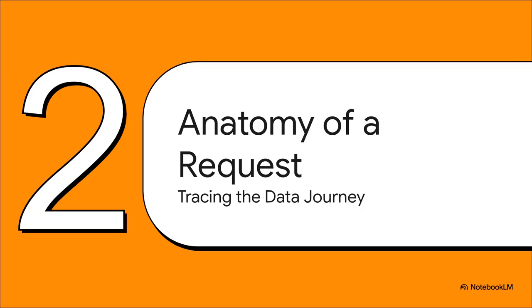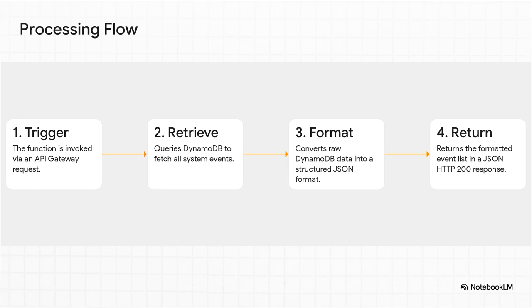All right, so we get why it exists. Now let's get into the how. We're going to trace the entire journey of a single request from the moment an admin clicks a button to the data showing up right there on their screen. The whole thing is this really clean four-step dance. It all starts with a trigger, a request that hits the API gateway. Then, the function dives into the DynamoDB database to retrieve all the event records. Next, it takes that raw data and formats it into nice structured JSON. And finally, it returns that data back with a success message. It's simple, but man, is it effective.